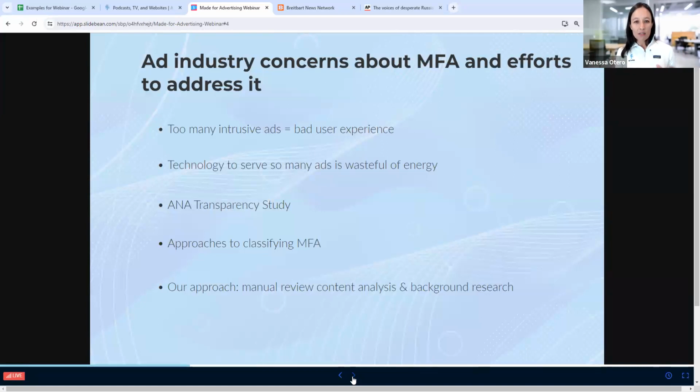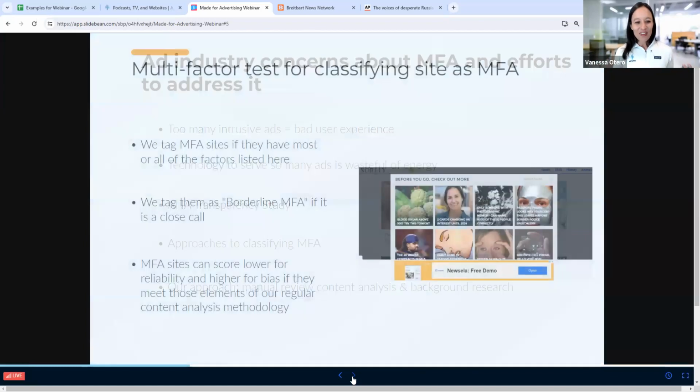What I mean by false positives is sometimes there are websites that serve a ton of ads, but they are not made for advertising sites. So you don't really want to be unfair to those folks, right? So manual review, content analysis, and background research, meaning we literally look at thousands of websites in order to determine if they're made for advertising. If that sounds terrible and tedious, it is, but the trade-off is worth it. So I will share some of that with you.